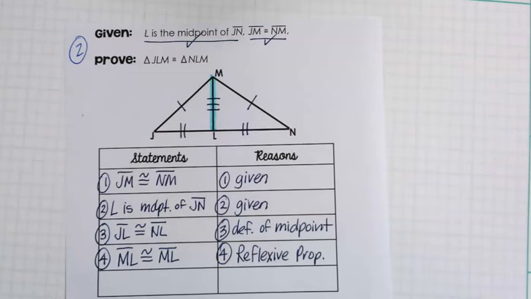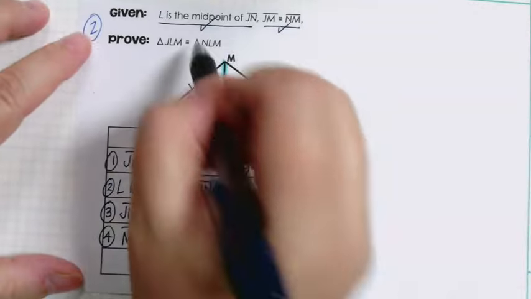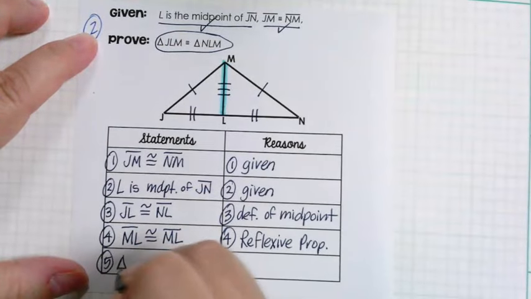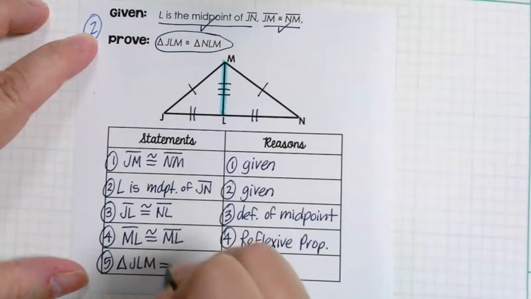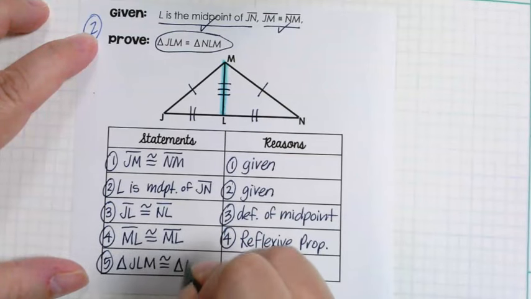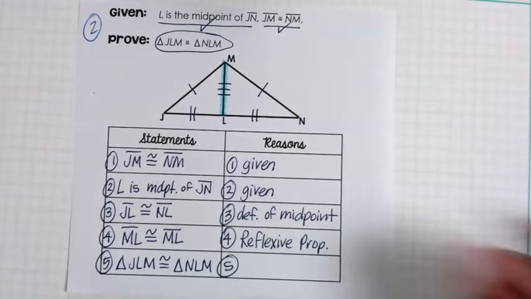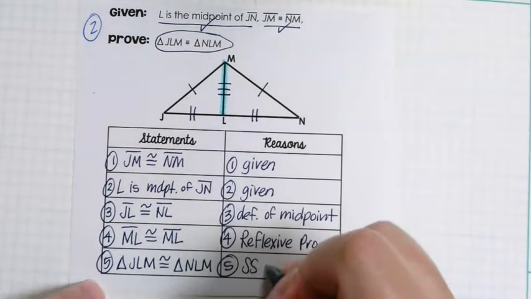All right, so once again, everything's marked, and I know how I'm going to be able to say that these two triangles are congruent. And the way they are congruent is what? Side, side, side. You got it. SSS.